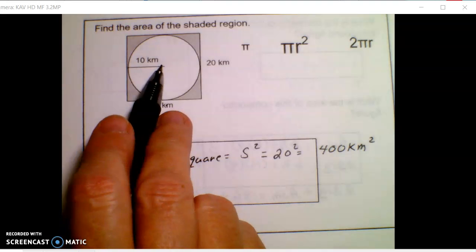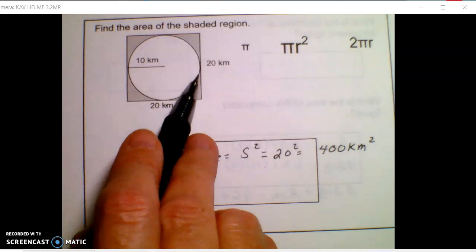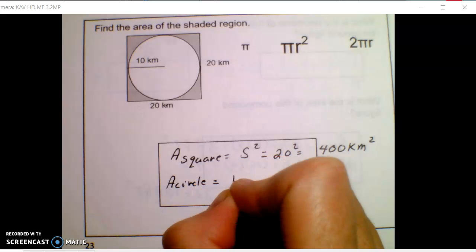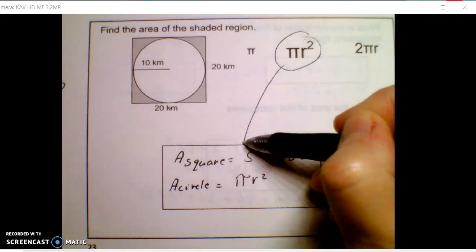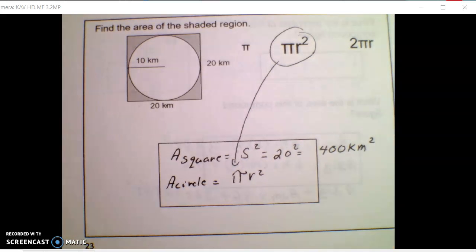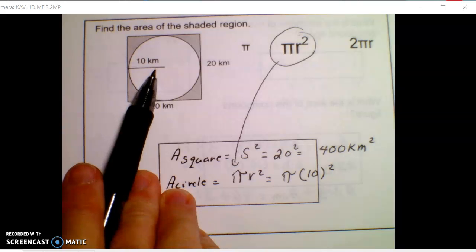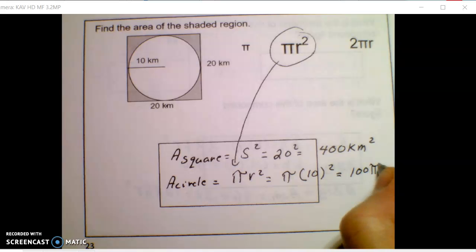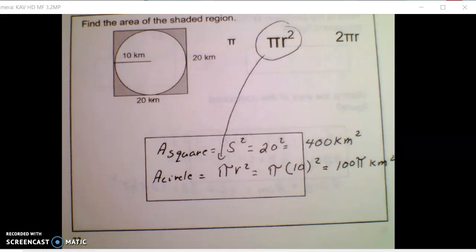Now I want to find what the area of the circle is, because I want to take that circle away and then just leave that small amount. Okay, so area of the circle is equal to pi r squared. Remember, on your slide, that means you can grab this and move it down here. Is equal to pi 10 squared. That's where I got the 10 from right here. That's 100 pi kilometers squared. Now we can leave that in pi until we're all done.